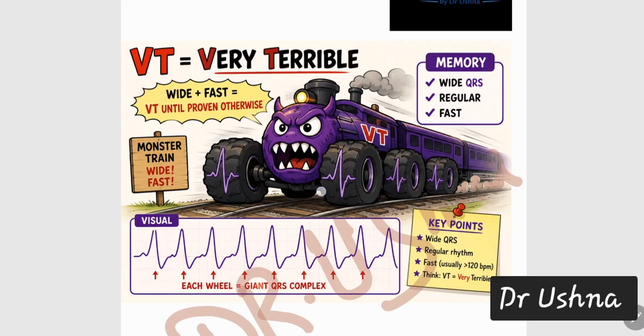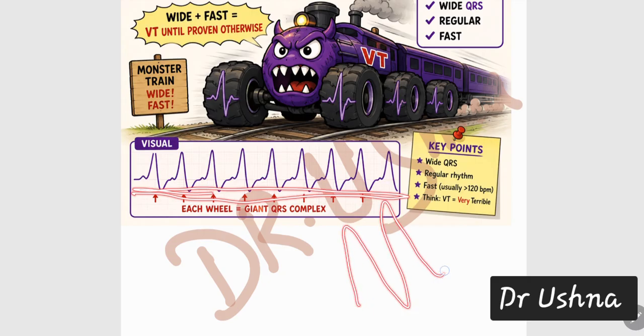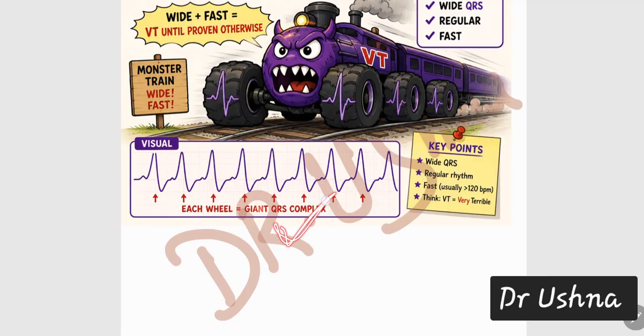So remember this very fast train, very terrible train. Okay, so in VT what happens, you are going to have a monster ECG, a wide QRS complex, very broad QRS complexes, and a very fast heart rate. Giant QRS complex due to this giant wheel. So remember, this train has very wide QRS complexes, more than 120 heart rate, and you're not able to see a very beautiful P wave there. This is embedded in the QRS complex somehow. What you see on the ECG is just very big, giant, bizarre QRS complexes.